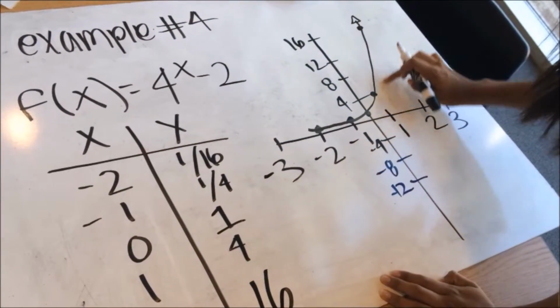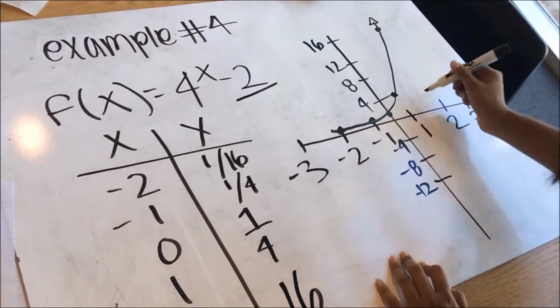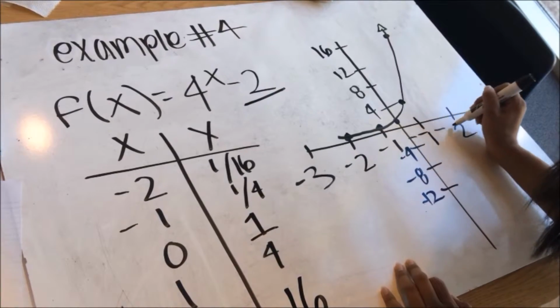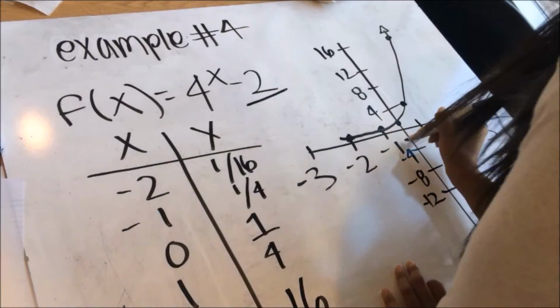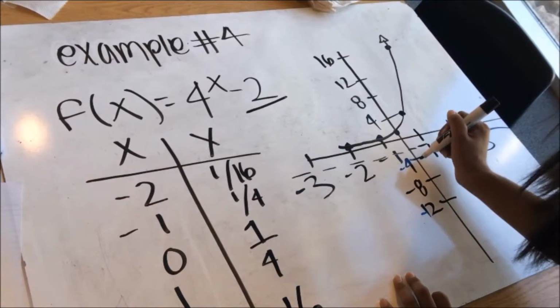And this graph would actually be wrong because you have this transformation here. So you want to move your whole graph down 2. And this would be where your asymptote would be, at negative 2. So you just move down all your graph.